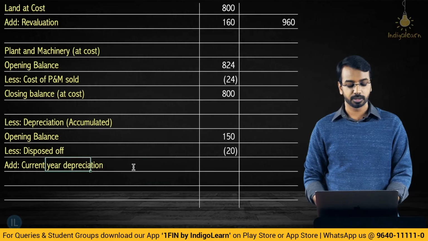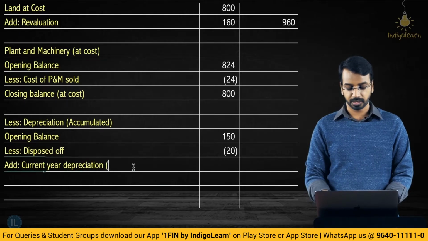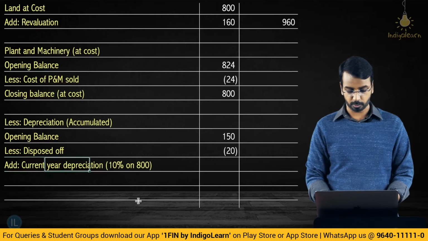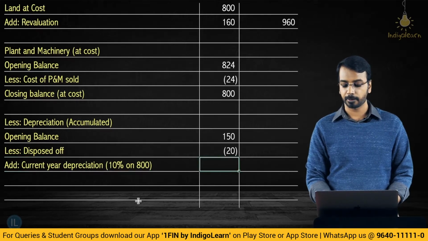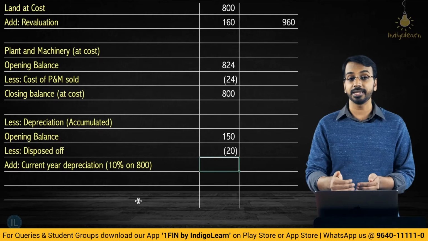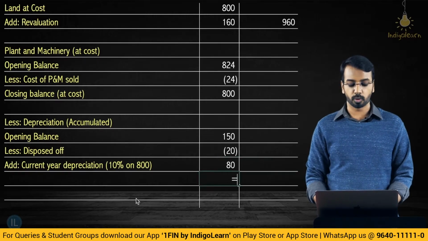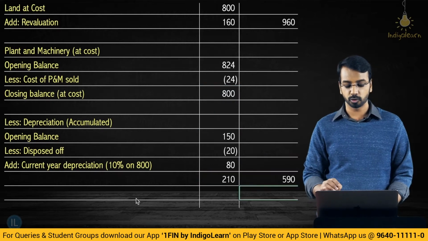So, just write here 10% on 800. How much is that? That is 80. Now, will you reduce this 80? No, you will add this 80 because this is the increase in accumulated depreciation. So, 150 minus 20 plus 80, you get 210, and what is the net balance? Net balance is 800 minus 210, you get 590.